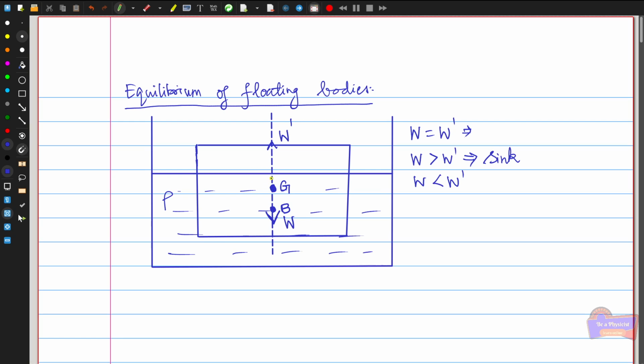Okay, so now we are going to see how, if any body is floating on a liquid, the stability of the equilibrium is affected once you give it any perturbation.